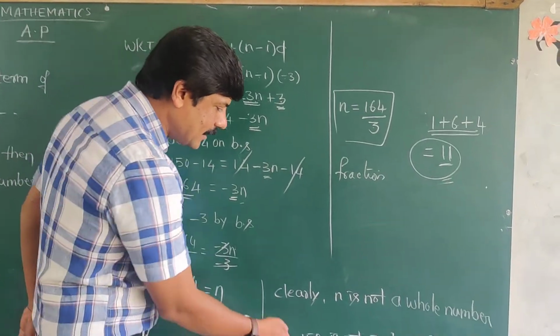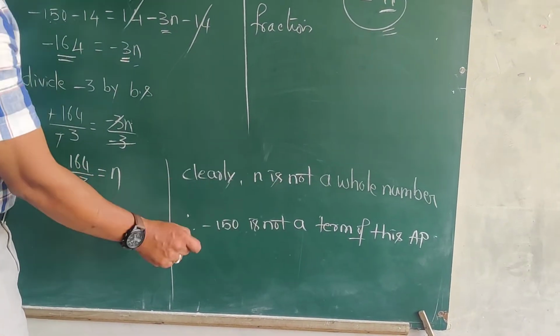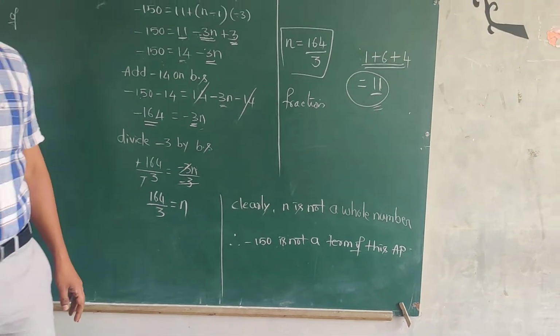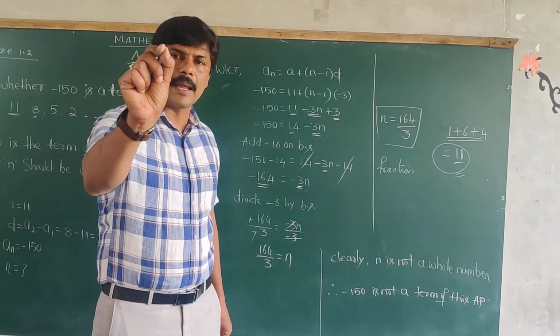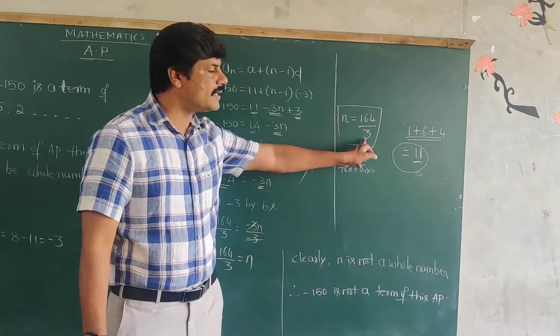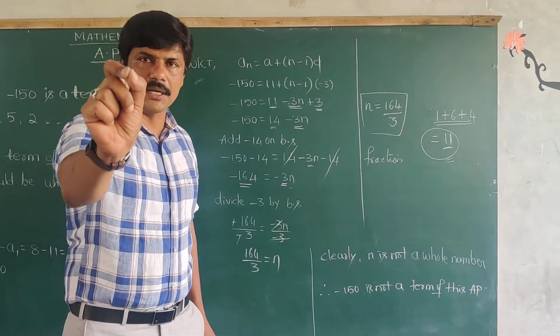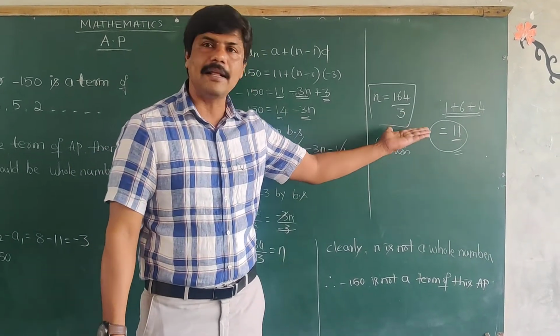Therefore, we clearly say that n is not a whole number, and hence minus 150 is not a term of the AP. Why? Because 164 is not divisible by 3. We are not getting a whole number. We are getting a fraction, something like 56.4 after dividing this.